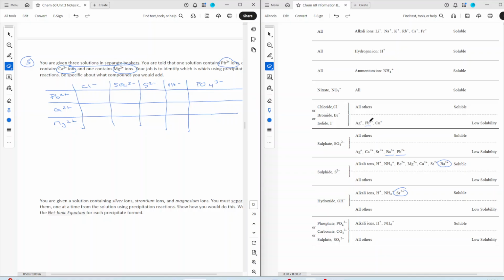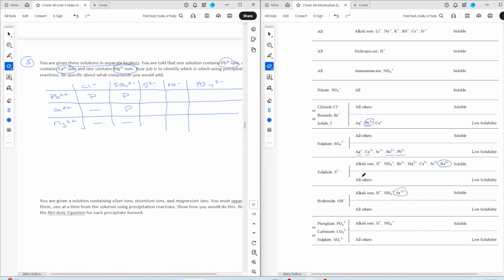Chloride precipitates with lead, copper, and silver, so just with the lead. Then we look at the sulfate. And if you want to do this on your own, please feel free to pause the video. Okay, so then we're going to look at sulfate. So sulfate precipitates with silver, calcium, strontium, barium, and lead, but not with magnesium.